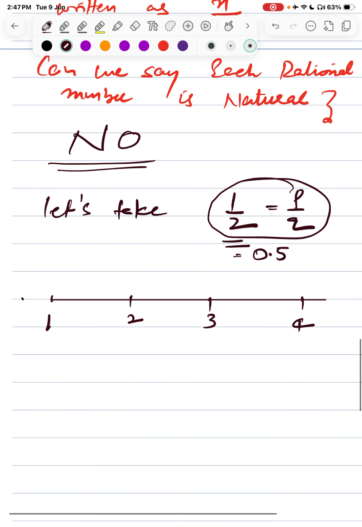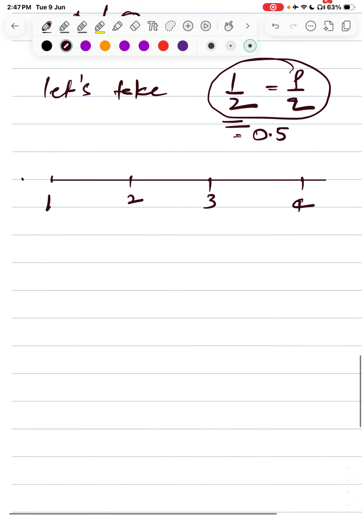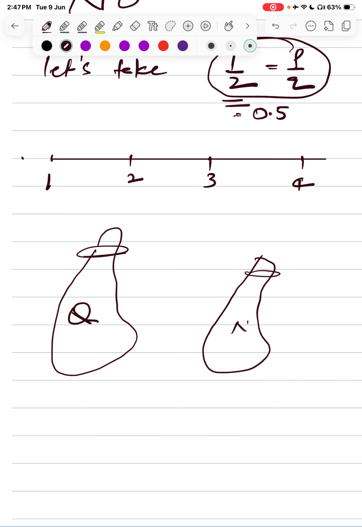But what we have done here is we just took an element from the set. Let us suppose this is a stack of rational numbers, and this is a stack of natural numbers.